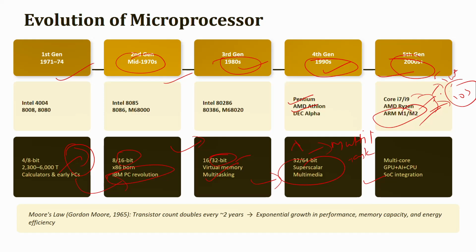So the evolution of the microprocessor is basically segregated into five generations: first, second, third, fourth, and fifth, with respect to the years: 1971 to 74 for the first, after 1975 for the second, the third generation deals with 1980, the fourth with 1990, and the fifth with the 2000 years.